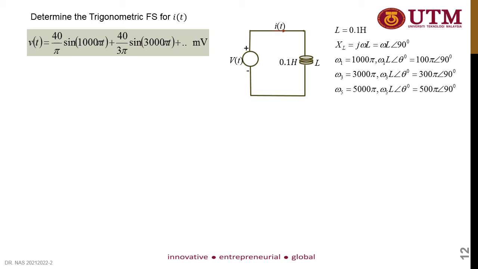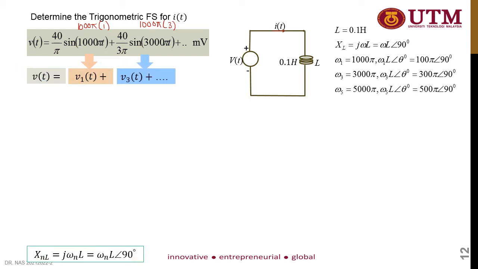Okay, so the first step, you need to consider the components of Vt. In this case, Vt has three main components. The first one is V1t, when omega is equal to 1000 pi, multiplied with the first harmonic. Then this is omega naught multiplied with the third harmonic, and so on. Okay, so these are the main components of your Vt.